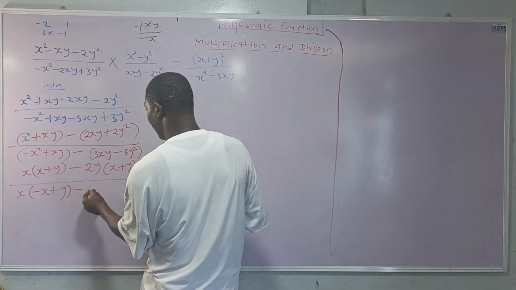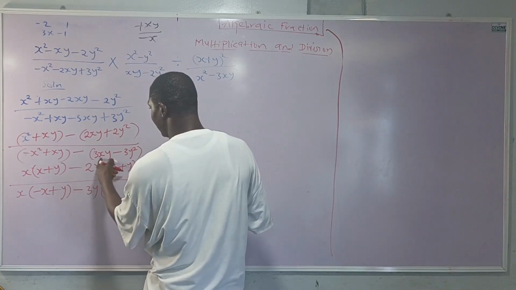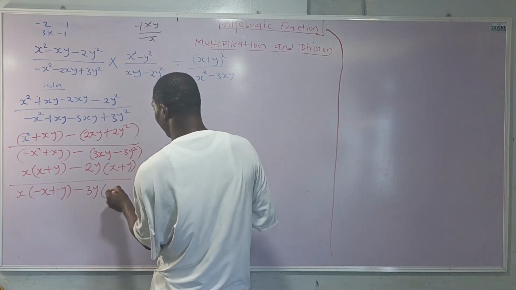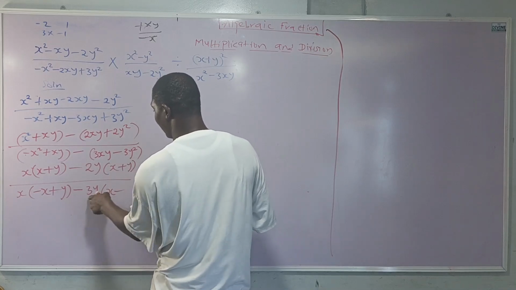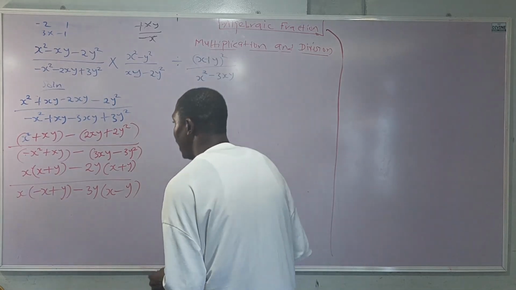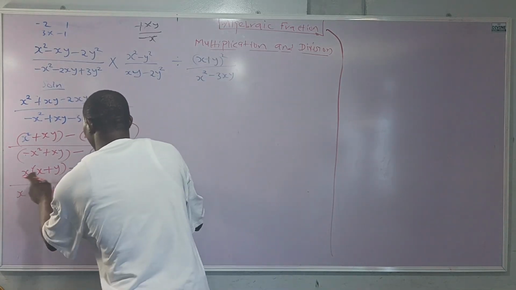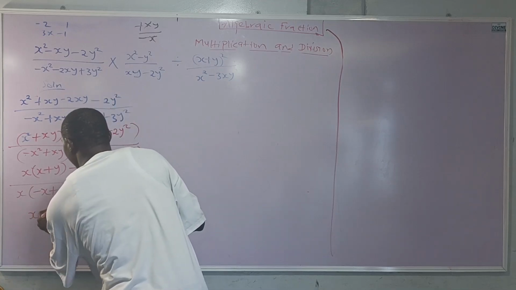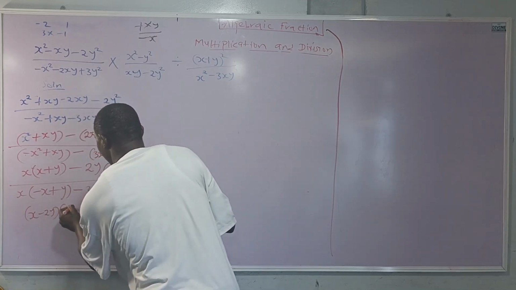And I'll have my negative sign. What's common here is 3y. If I put my 3y here, 3xy divided by 3y will give me what? x. And put my negative sign. 3y squared divided by 3y will give me what? y. Now, these two are okay because the two brackets are the same. So I have x minus 2y in brackets, x plus what?